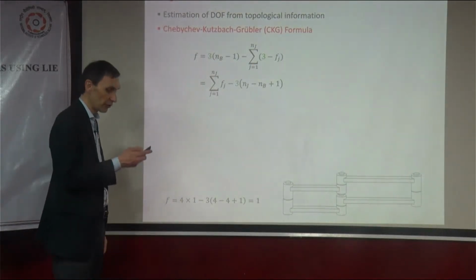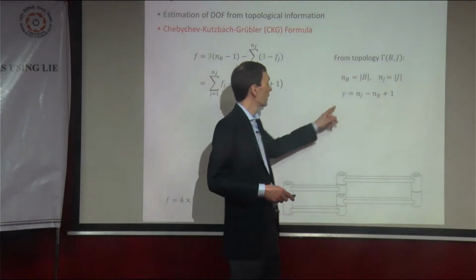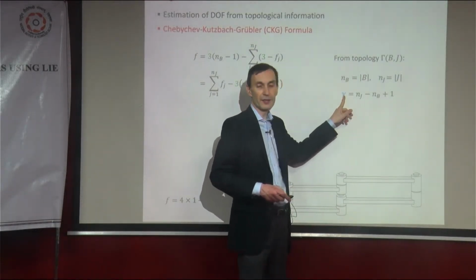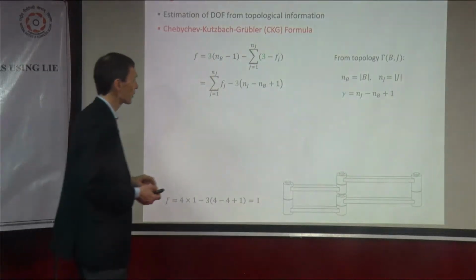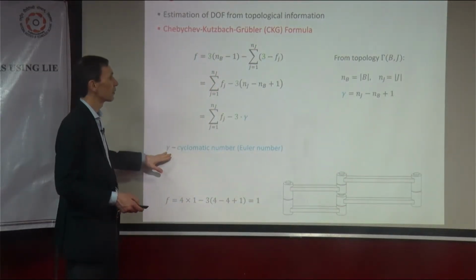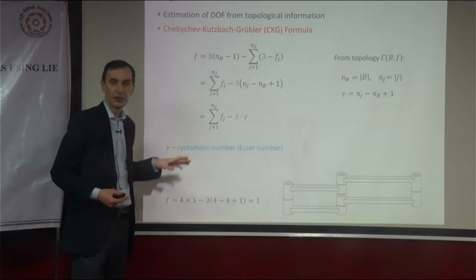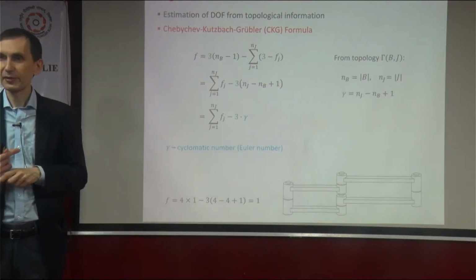Okay, so why I'm having this formula is simply because this is known as the Euler number of the graph or the cyclomatic number of the graph. So essentially, I should have said it maybe separately, this number is the number of independent fundamental cycles of the graph, and that's unique.